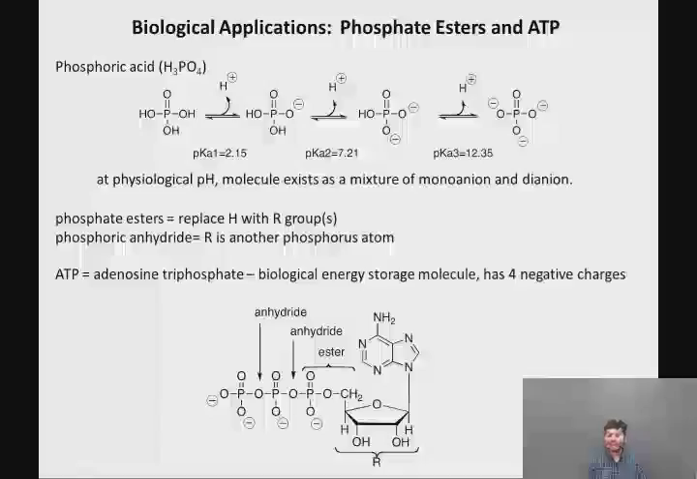At physiological pH, the most prevalent form is going to be the tetraanion of ATP, which means it's going to have 4 negative charges. Each of the closer, what I'll call the proximal, phosphorus atoms have one negative charge, and then the terminal phosphorus atom has an oxygen with two negative charges.